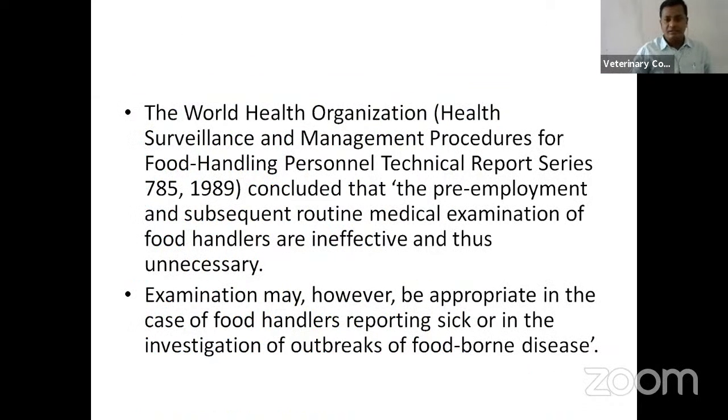The World Health Organization has brought out a document on surveillance and management procedures for food handling personnel, the technical report series 785, published in the year 1989. That includes the pre-employment and subsequent routine medical examination of food handlers. So that needs to be followed.